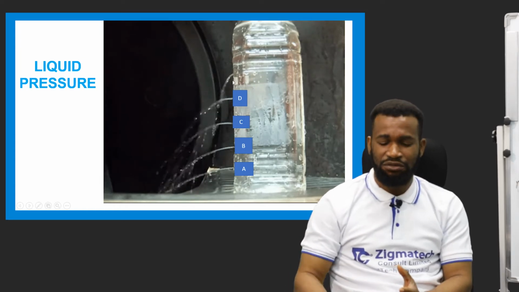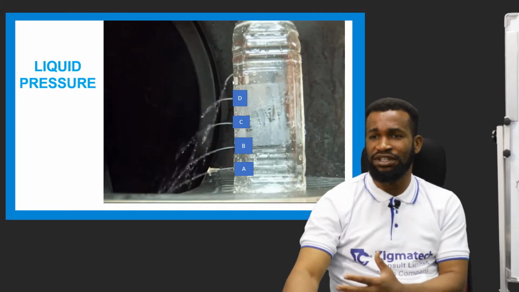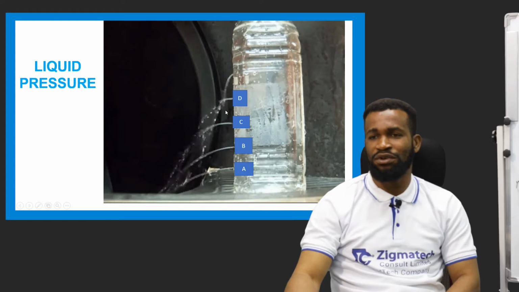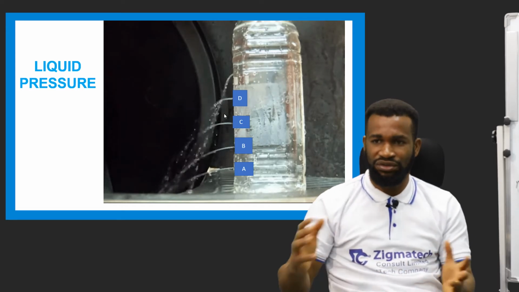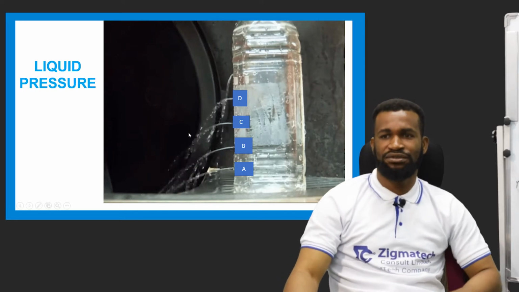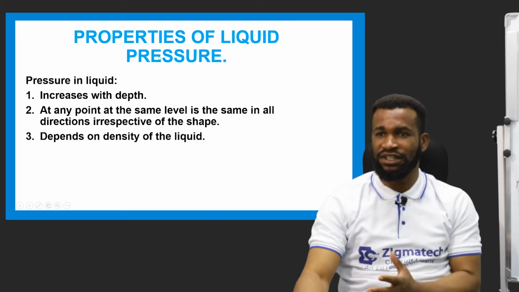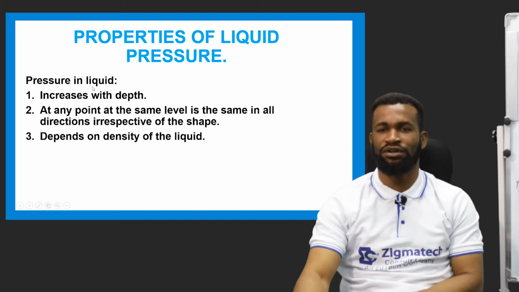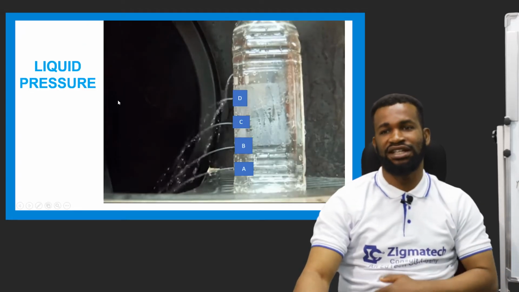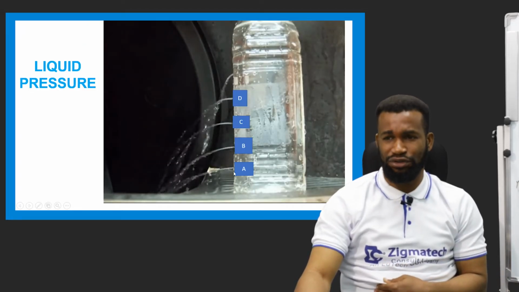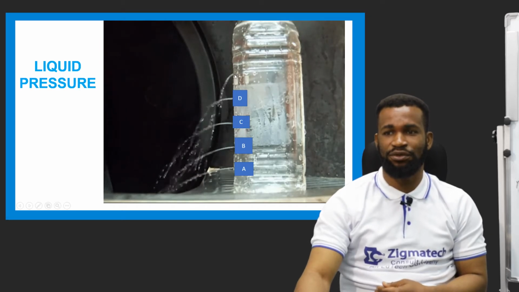And that is why sometimes when you open a tap, you see the way the water gushes out depends on whether the tank is fully filled with water. It doesn't happen the same way when the tank is not filled to the brim. So it's all about the depth of the tank. Now, when we're considering the properties of liquid pressure, we say it increases with depth, just like I explained. Looking at this body, the pressure at the bottom, point A, is much more than at this point.